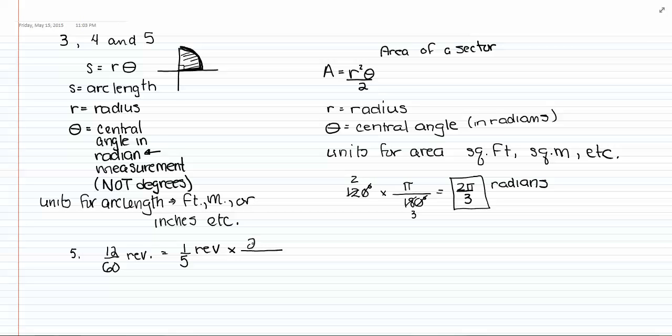So 2 pi radians is equal to 1 revolution. Revolutions cancel, and I have 2 pi multiplied times 1 divided by 5, and that's 2 pi over 5 radians. Now that the angle is in the radian measurement, I can go ahead and plug the information into both formulas and then solve for question number 5.